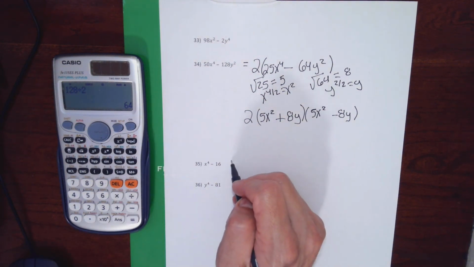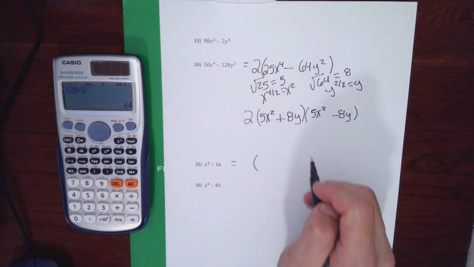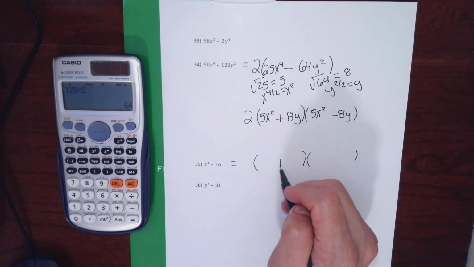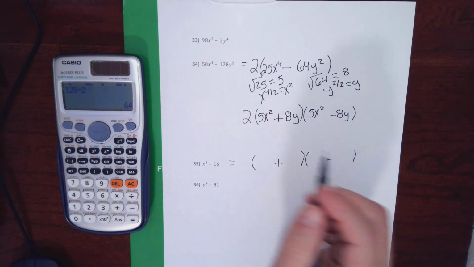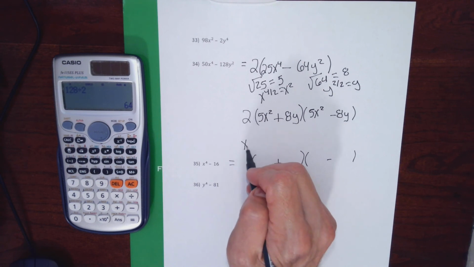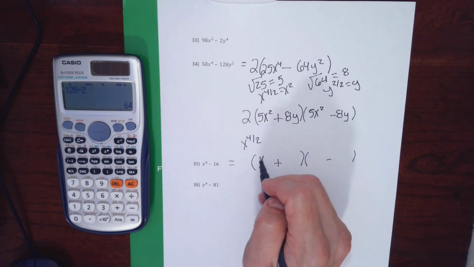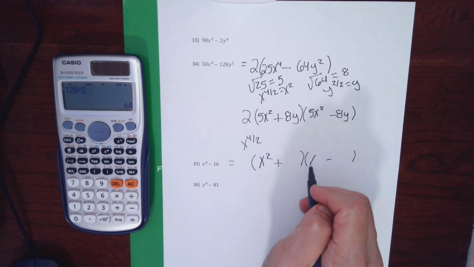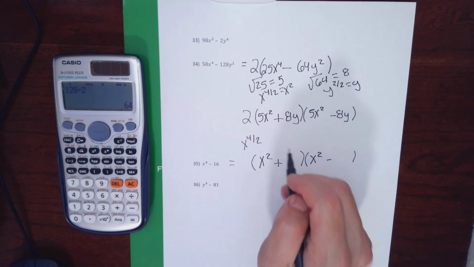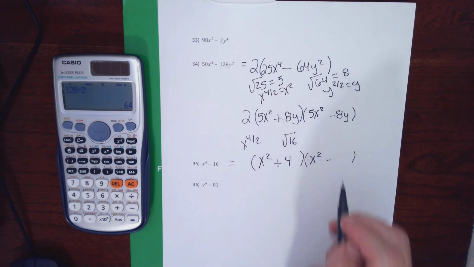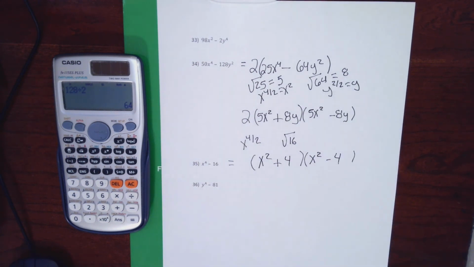So for 35, it's a difference of squares. The exponents are even, numbers have square roots. Let me do my work here. For the x to the fourth, I'm going to divide its exponent by 2, split it evenly between my parentheses. The 16 has a square root of 4, split it evenly in the last part of my parentheses.